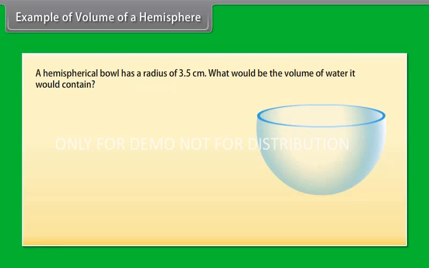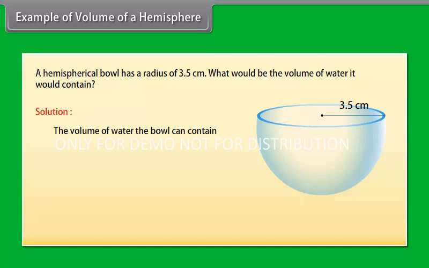Example of volume of a hemisphere. A hemispherical bowl has a radius of 3.5 cm. What would be the volume of water it would contain? Solution. The volume of water the bowl can contain is 2 upon 3 pi r cube, which equals 2 upon 3 into 22 upon 7 into 3.5 into 3.5 into 3.5 cm cube, which is equal to 89.8 cm cube.